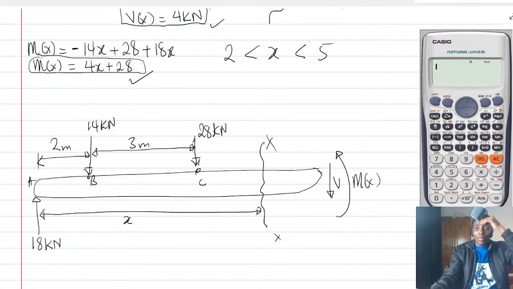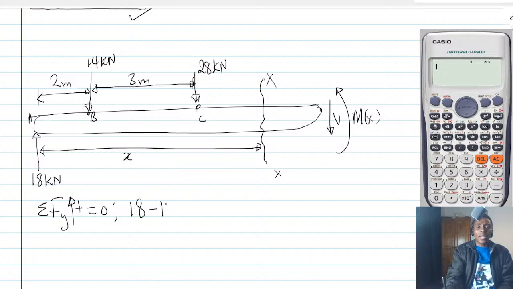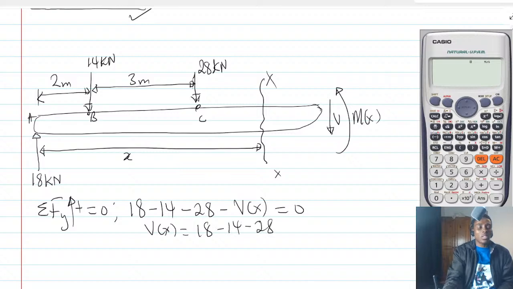Alright. So now, again, summation of forces, every force going up is positive, equals 0. 18 minus 14 minus 28 minus the shear force is 0. So the shear force is what? 18 minus 14 minus 28. Let's look at calculators. What is that? So 18 minus 14 minus 28. What is that?